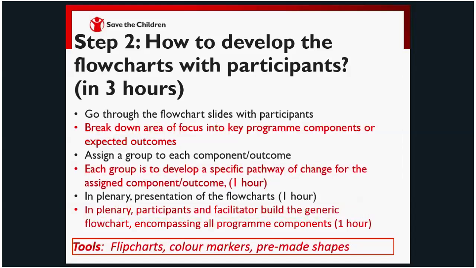So in order to make this work practically, when you are working with participants on developing these flowcharts, you could go through these slides with the participants and then break down the area of focus into key program components or expected outcomes. So you can work on one specific component or outcome, and then assign a group to each of those components. Each group could develop a specific pathway of change for their assigned outcomes. And in a plenary, there could be a presentation about the flowcharts and how one thing leads to the other and what the critical junctures are.